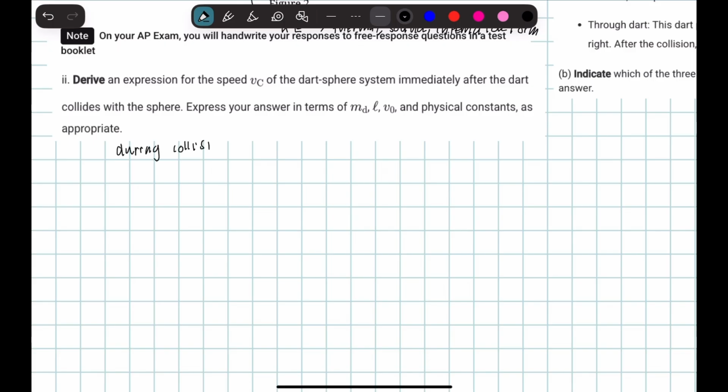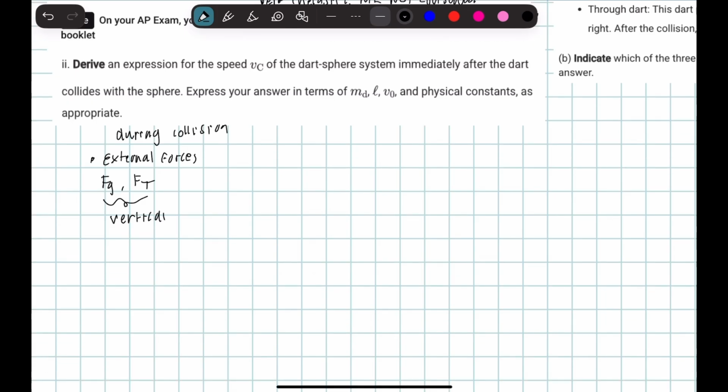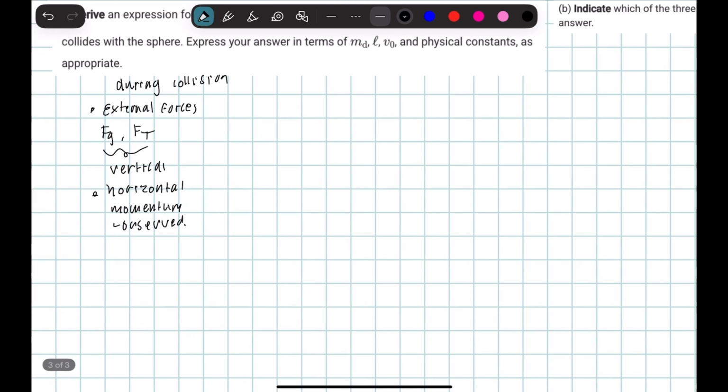during the collision, we have external forces: the force of gravity F_G and the tension F_T, and these are going to be vertical. But we also know that the horizontal momentum is conserved. Because of this, we can write the momentum before the collision. Before the collision, only the dart is moving. So P initial is equal to m_D v initial.